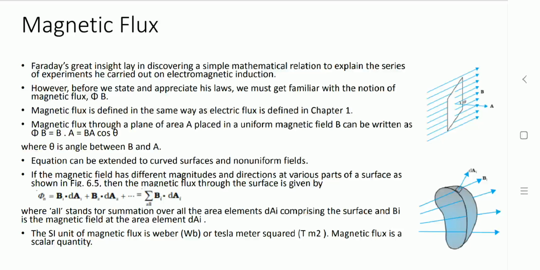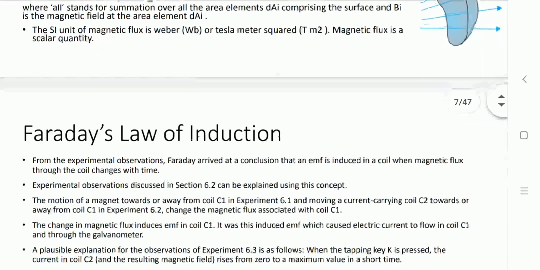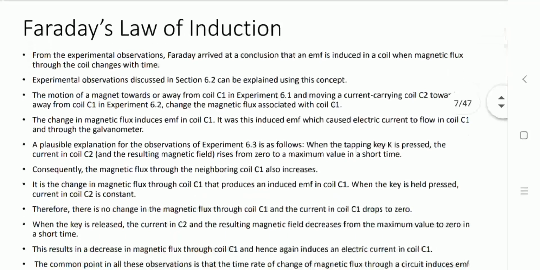The SI unit of magnetic flux is Weber, or Tesla meter square. Magnetic flux is basically a scalar quantity.